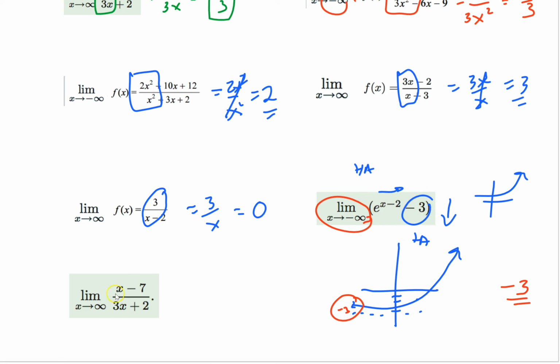And then the last one here, right? Look at these two. Hey, they're the same power. So x over 3x, that reduces to 1/3. There we go. That's it for limits.